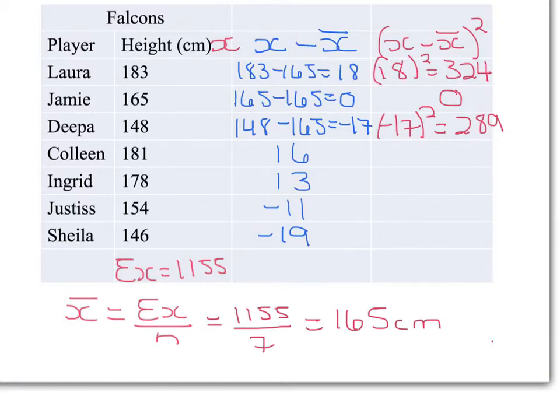I'm just going to continue now since I've shown a few sample calculations. So 16 squared, 256. 13 squared, 169. Negative 11 squared, 121. Negative 19 squared, 361.